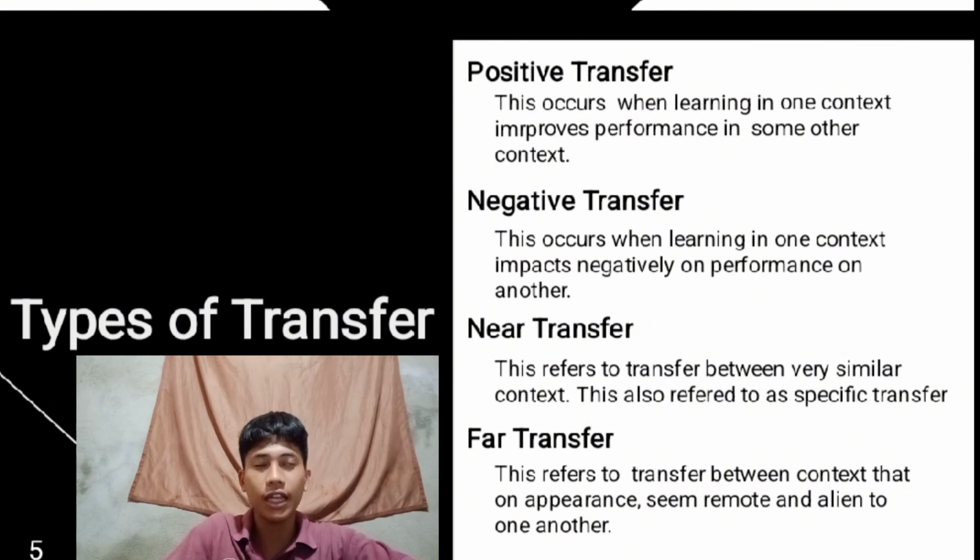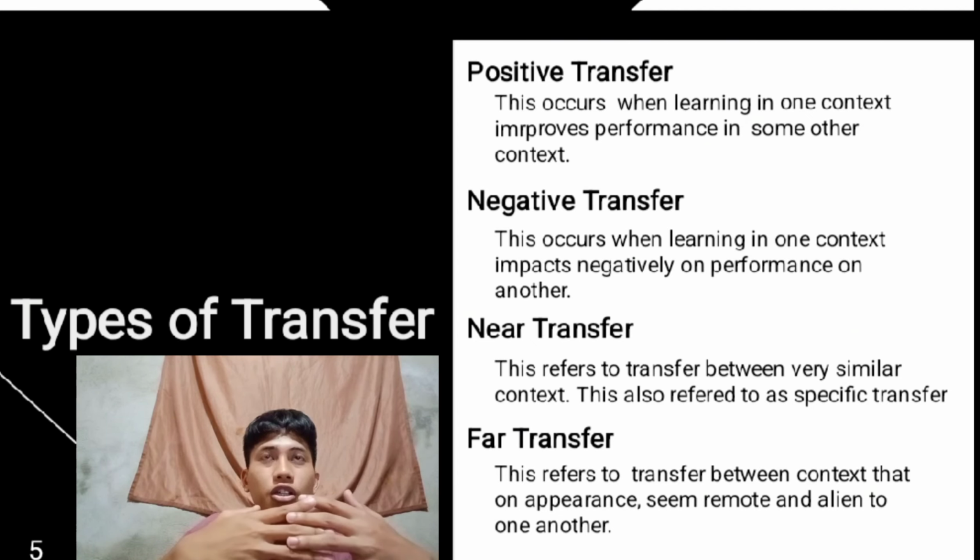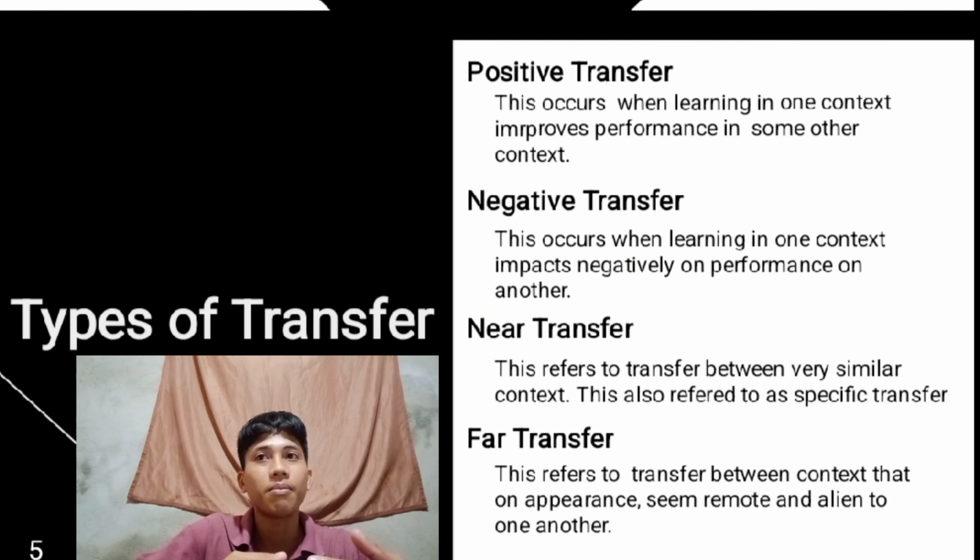Now second is negative transfer. This occurs when learning in one context impacts negatively on performance in another. Like I said before, as Masbateño, since it's easier to learn Minasbaten and Bisaya, in English we find it hard to speak in English accent, like matigas yung R, napapalit yung I tsaka E, something like that. And that's the negative transfer.